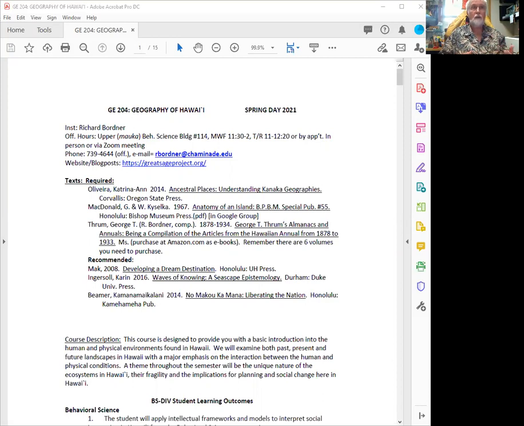It's also a valuable resource to keep if you're ever going to get involved in something tied to the ideas of traditional place and traditional identity. So it's a good book. I think you'll enjoy it. The other two are actually sort of unusual.